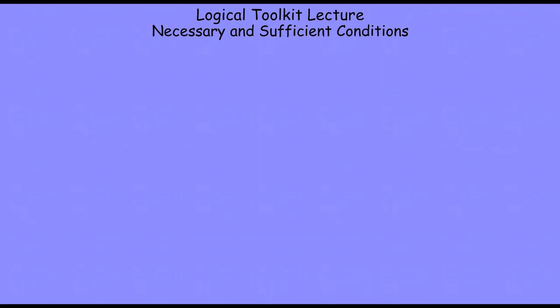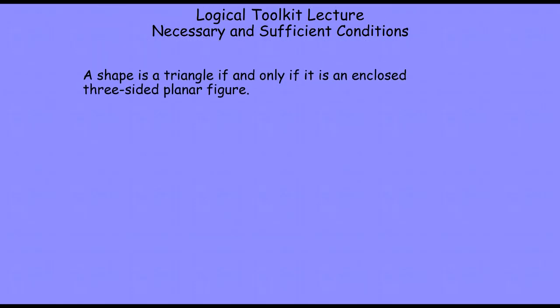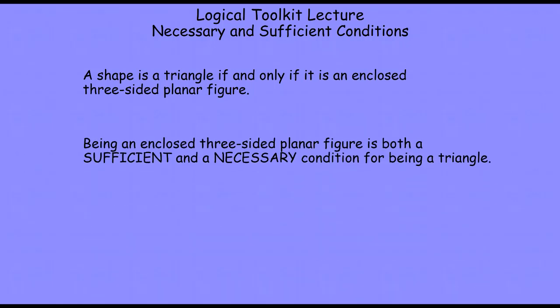Now, sometimes we'll have assertions being made that state necessary and sufficient conditions for something to be an instance of something else. These are usually considered to be very rigorous definitions. So, for example, a shape is a triangle if and only if it's an enclosed three-sided planar figure. This expresses both necessary and sufficient conditions for triangularity. And we could restate this as saying, being an enclosed three-sided planar figure is both a sufficient and a necessary condition for being a triangle.